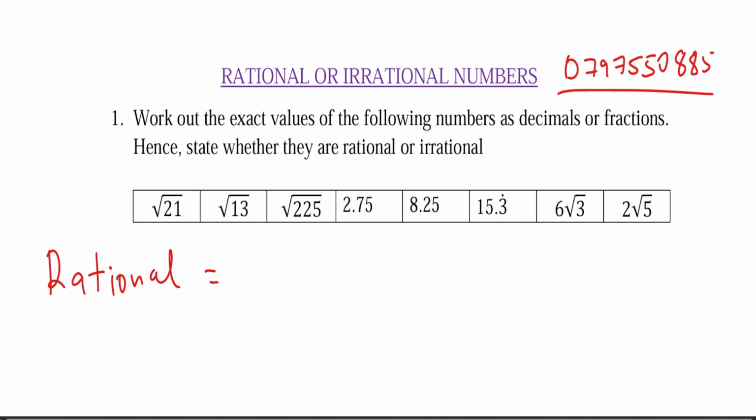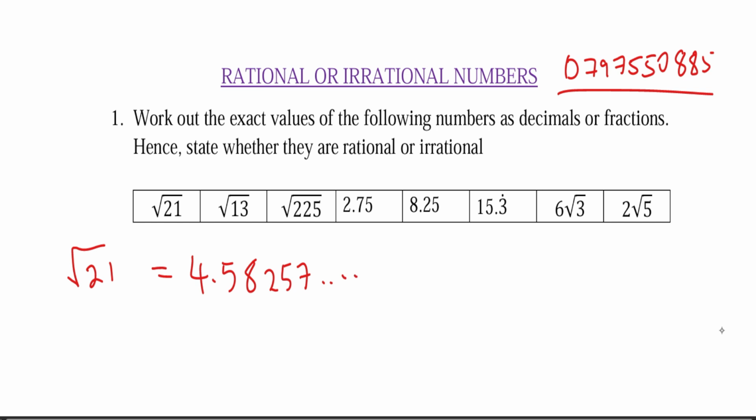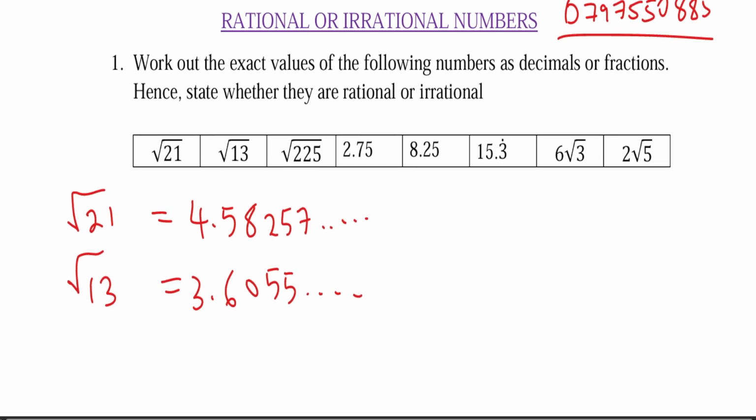So the numbers that you might see, for example, let's start with root 21. You'll find the exact values of each number here. For root 21, you have 4.58257, and it's continuing, so this obviously is an irrational number. Then root 13 gives you 3.605055, and it's also continuing. Root 225 gives you an exact value of 15, so this is a rational number.